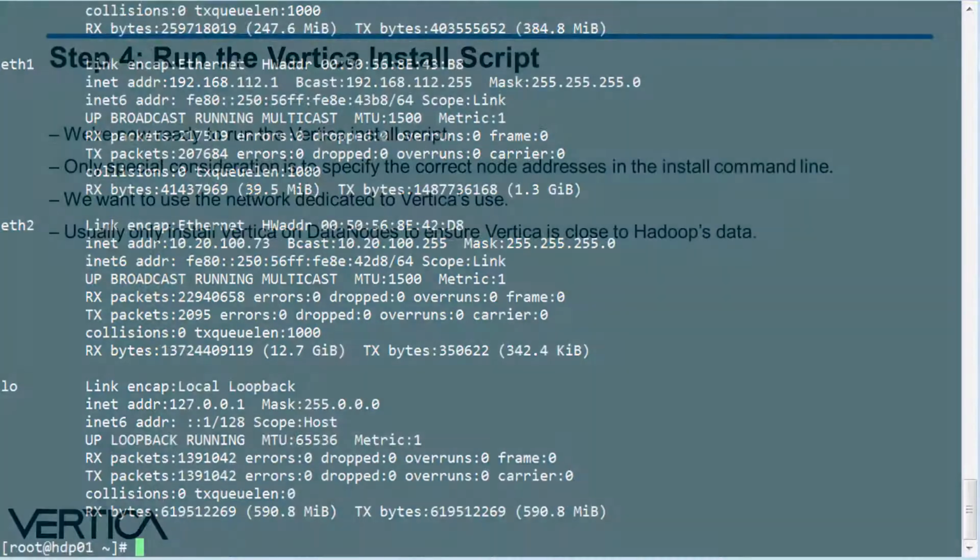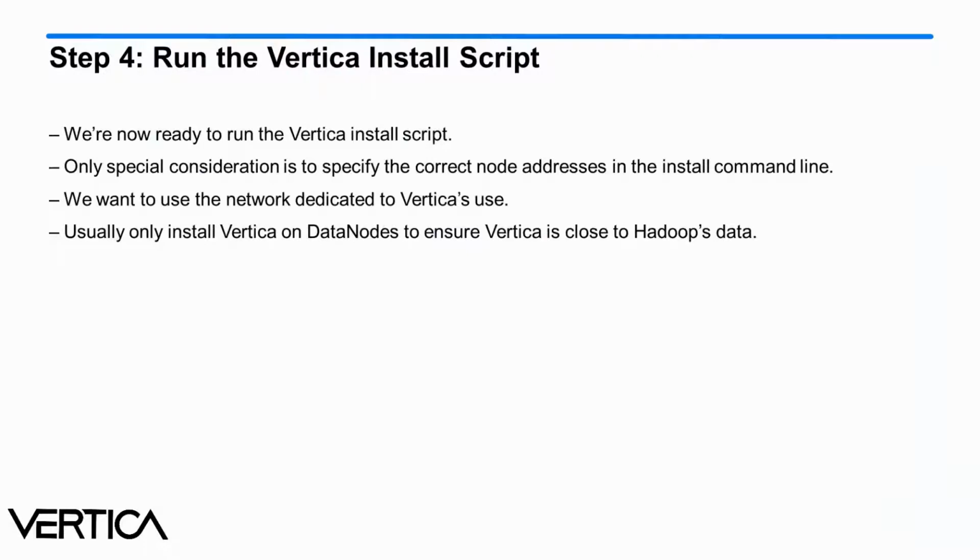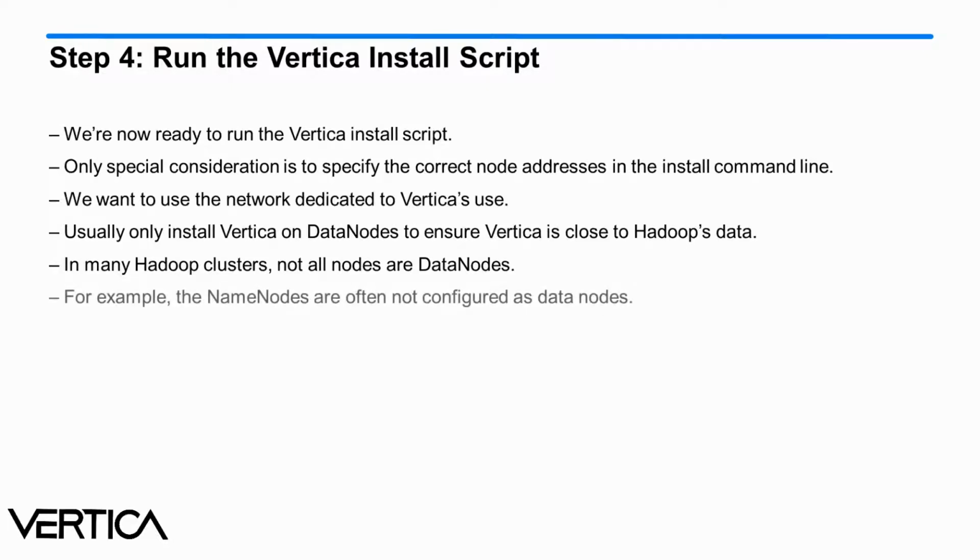For a Vertica SQL on Hadoop install, you usually only install Vertica on the Hadoop cluster's data nodes. This ensures that Vertica is co-located on nodes storing Hadoop's data. In production Hadoop clusters, some of the nodes may not be HDFS data nodes. For example, the name nodes are often not configured as data nodes. In our Hadoop cluster, all of the nodes are configured as data nodes, so we'll install Vertica on all four nodes.